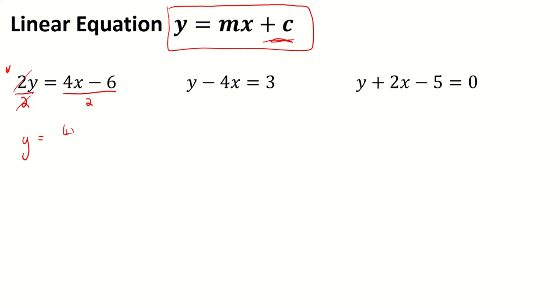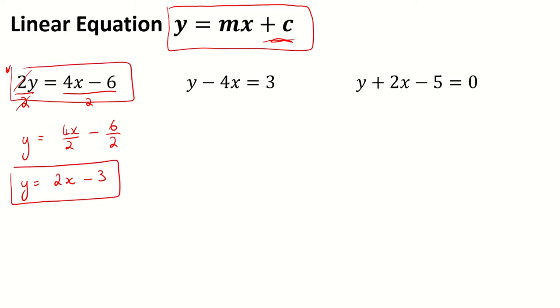Now, we can write this one out as two separate parts. So the first one we can do y is equal to 4 divided by 2, which would be 2x. And for the second part, 6 divided by 2, which is 3. So this equation and that original equation are the same thing. It's just that we have rearranged it so that it is in the format of y equals 2x minus 3. 2 is our gradient and minus 3 is our intercept.